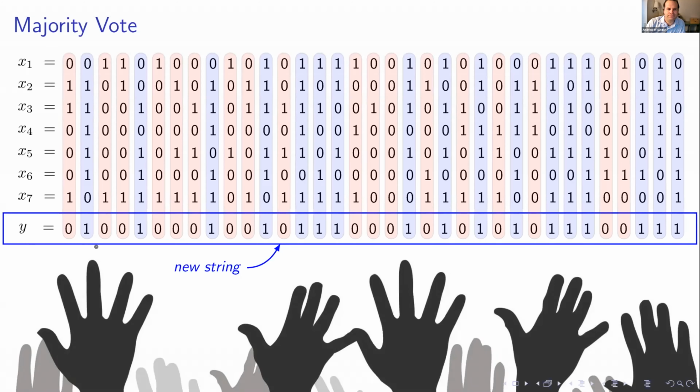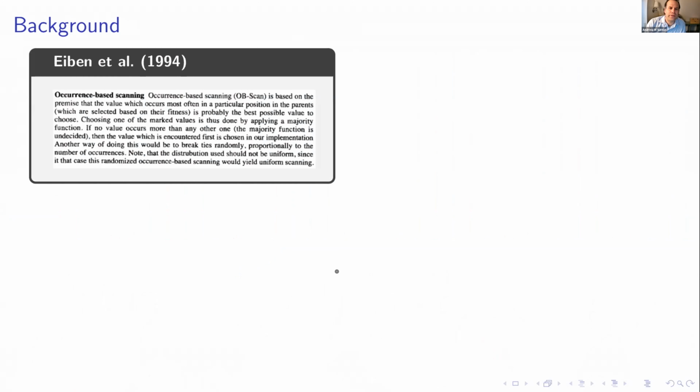This allows us to deterministically compute a new string by simply taking the majority of each position. As you can imagine, this has been around for some time in the form of crossover. We can go back to a paper all the way in 1994 by Ising et al., who were looking at multi-parent crossover. They were interested in seeing what kinds of things we can do when we allow more than two parents to recombine. They came up with this idea and called it occurrence-based scanning, but this is essentially majority vote.